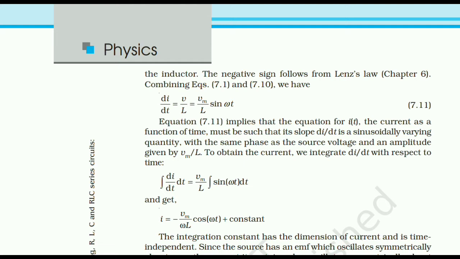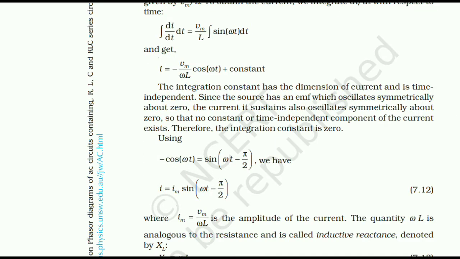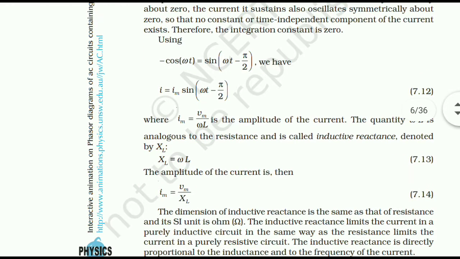To obtain the current, we integrate di upon dt with respect to time, and we get I equals minus Vm cos omega t upon omega L plus a constant. The integration constant has the same dimension as current and is time independent. Since the source has an EMF which oscillates symmetrically about 0, the current it sustains also oscillates symmetrically about 0, so that no constant or time-dependent component of the current exists. Therefore, the integration constant is 0.